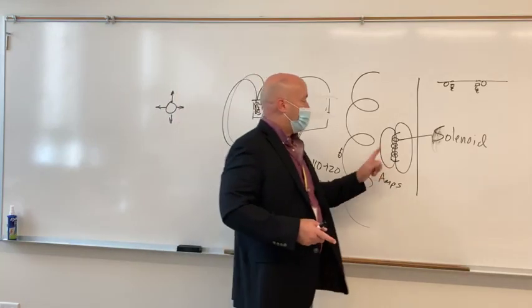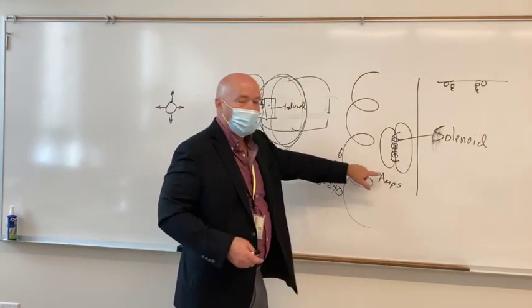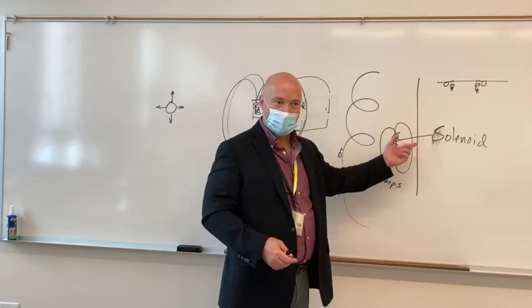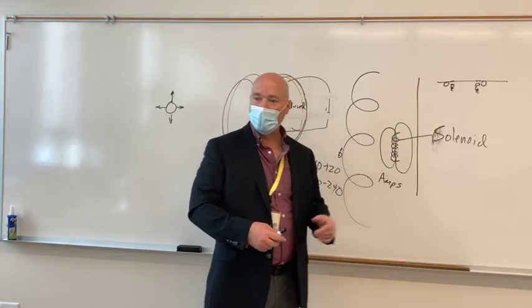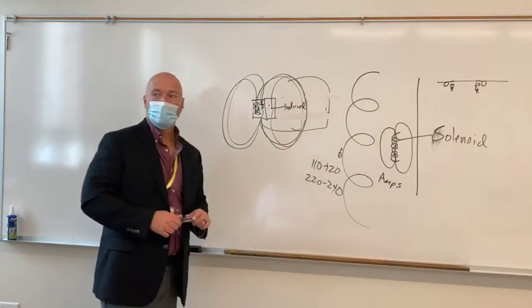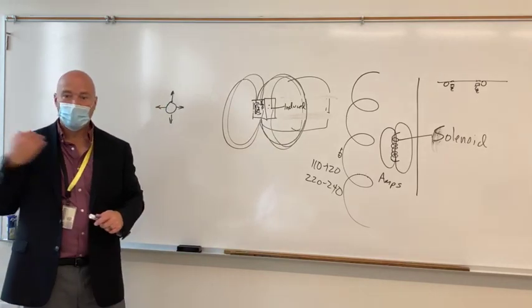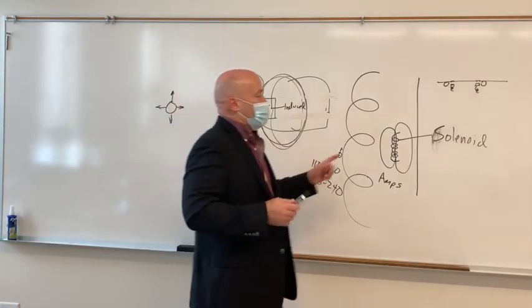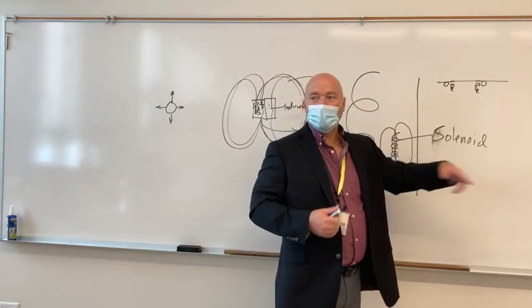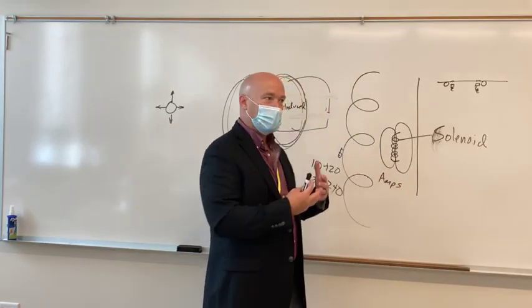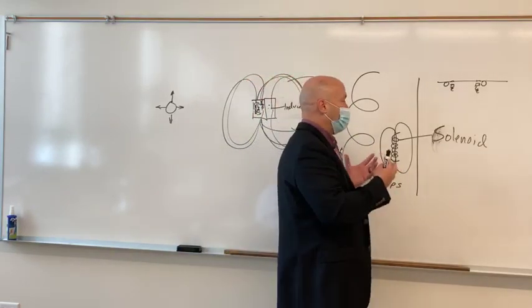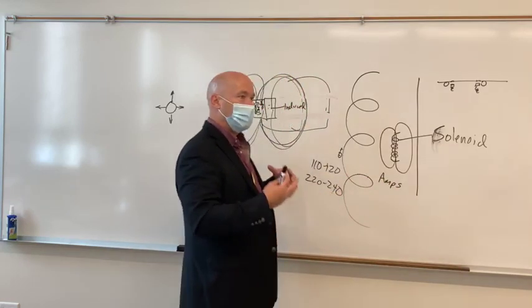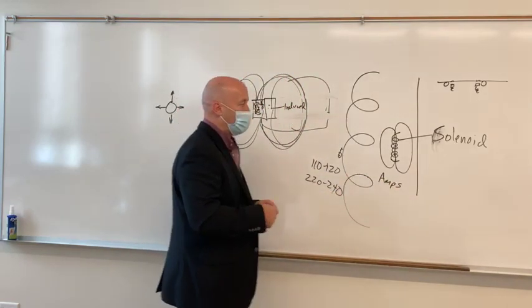But if they kill electricity to it, you have no more flow of electrons going through the solenoid, then what happens to the magnetic field? It goes away. It's gone, right? So a solenoid is basically a coil of wire that is used to create a magnetic field that we can use in some way.